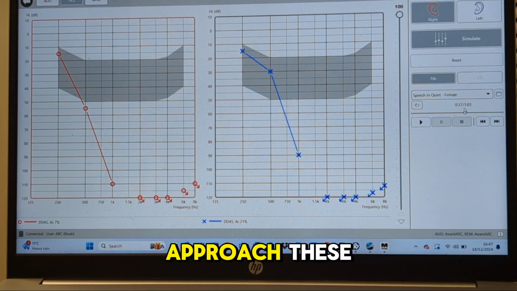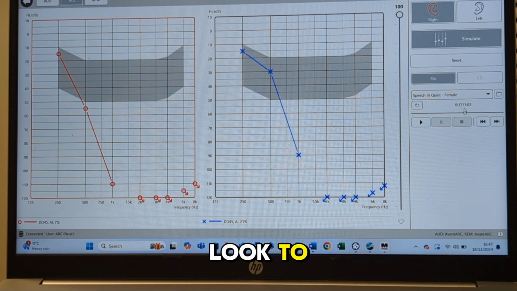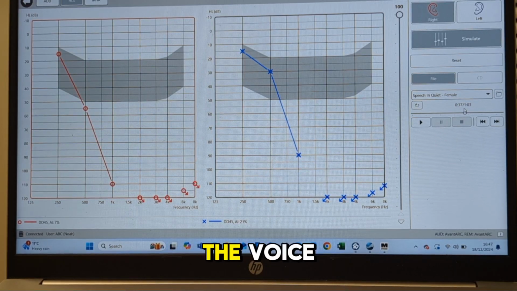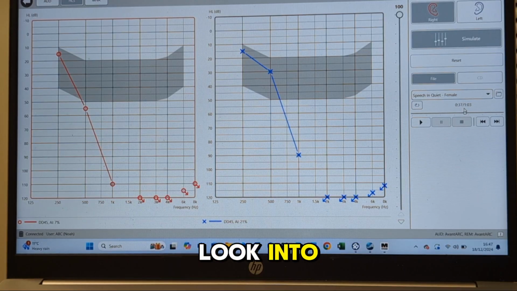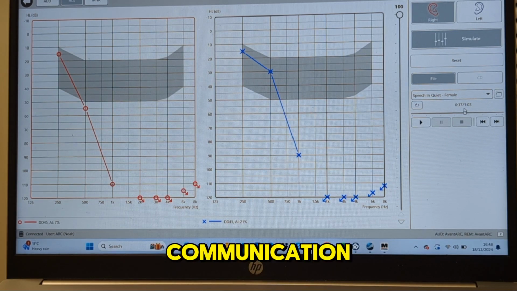So, the way we normally approach these types of hearing losses is that hearing aids should be seen as just one tool within the toolbox, and you would look to assist that individual with assistive listening devices like what we call partner microphones, which are paired with the hearing aids and stream the voice from the external microphone to the hearing aids directly. You'd also look into assisted listening devices around the house, such as flashing light bulbs for the doorbells and so on. And you'd also be talking about communication tactics.